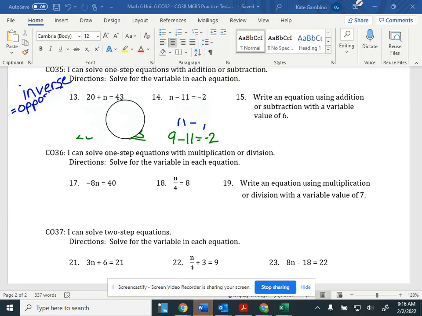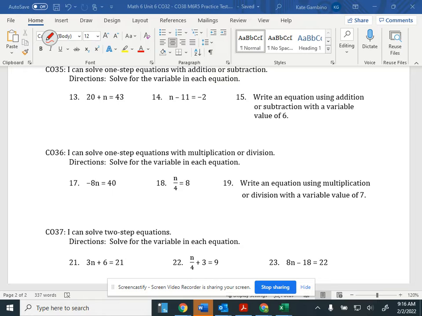Now, this last one, people kind of overcomplicated it a little bit. So we want to look at what it says. We need a variable value of 6. Your variable is your letter. So if I use x for my variable, I need to make an equation using adding or subtracting. Nolan, what would be an example? X plus 4 equals 10. If I put a 6 in for x, 6 plus 4 equals 10.